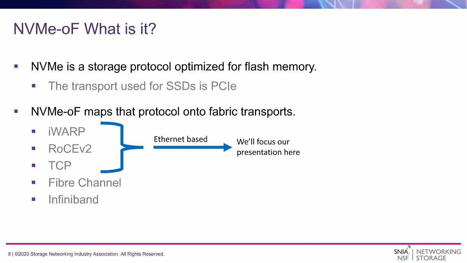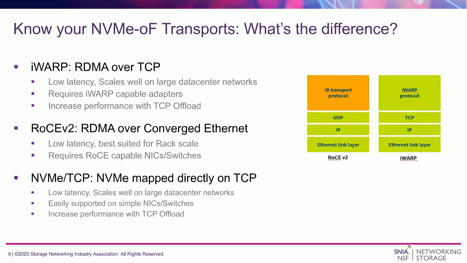NVMe-oF takes that protocol, which was specifically designed and optimized for talking to flash memory, and then maps it onto different fabric transports so that you can use that NVMe protocol across the network. There's a few different transports that are supported by the NVMe over fabric specification today. We're going to focus on the ones that utilize Ethernet, so iWARP, RoCEv2, and TCP. That's where we're going to focus our presentation today, and we'll be comparing and contrasting those.